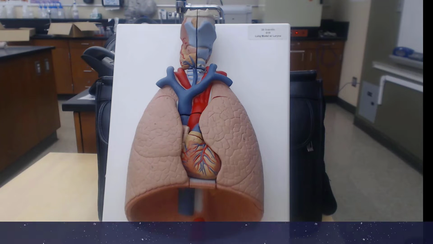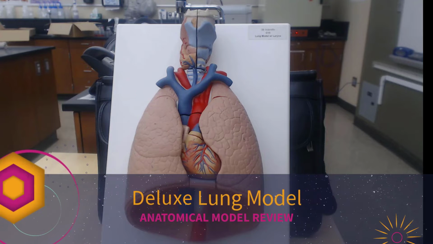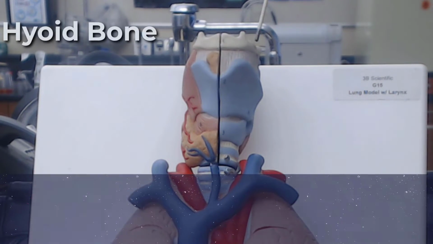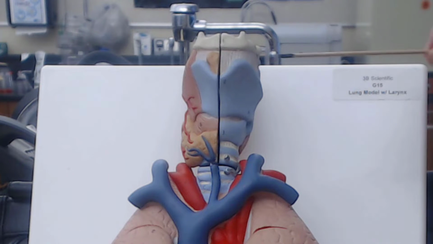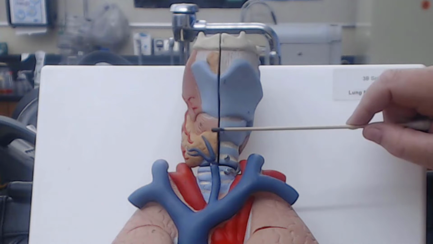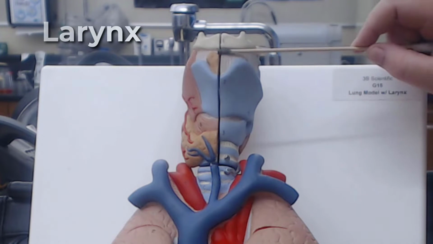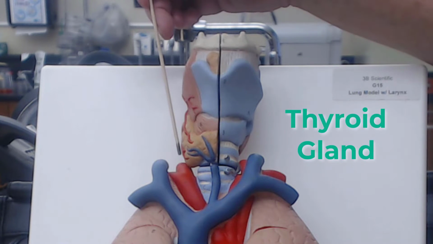This model, there's a lot of different things that I could ask you on this model. So I'm going to start at the top and kind of work my way down. So this is the hyoid bone. From this structure here to here, this whole structure is called the larynx. This gland is the thyroid gland that you see here.